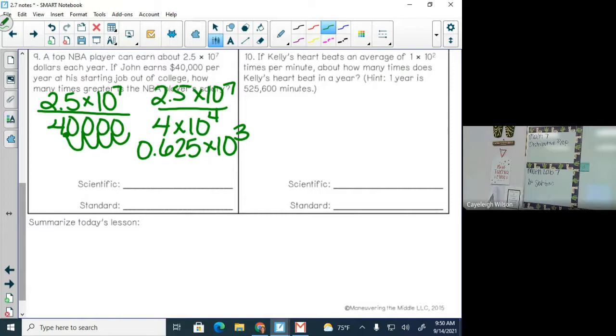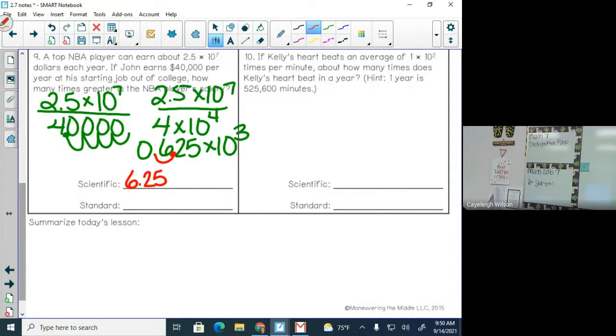Now, here's my question though. That is not scientific notation because there's not one number in front. So I'm gonna have to move this over 1 spot. Now, will that add or subtract 1 to that 3?